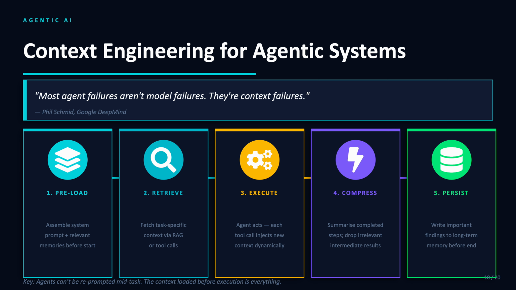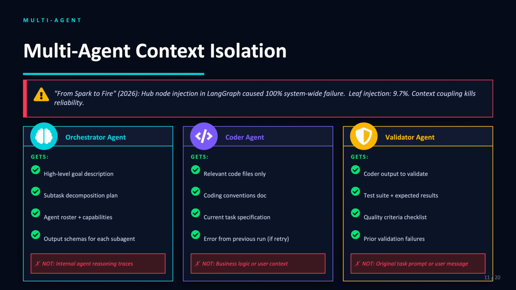That final persist step is the one almost every team skips. And it's why every agent session feels like starting from scratch. If you're building multi-agent systems, this slide is the most important in the deck.